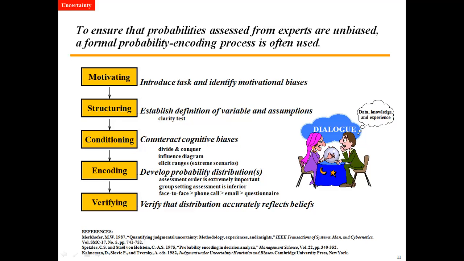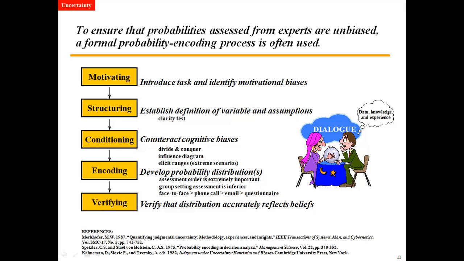Then to counteract these, the conditioning step is where we counteract the cognitive biases, and you divide and conquer. An influence diagram, which we'll talk about later, is a way to break up and divide and conquer the uncertainty that you're looking at, and then you make a point to elicit ranges and extreme scenarios. The encoding step is where you develop the probability distribution, and the assessment order is extremely important. You want to go to the extremes as much as possible.